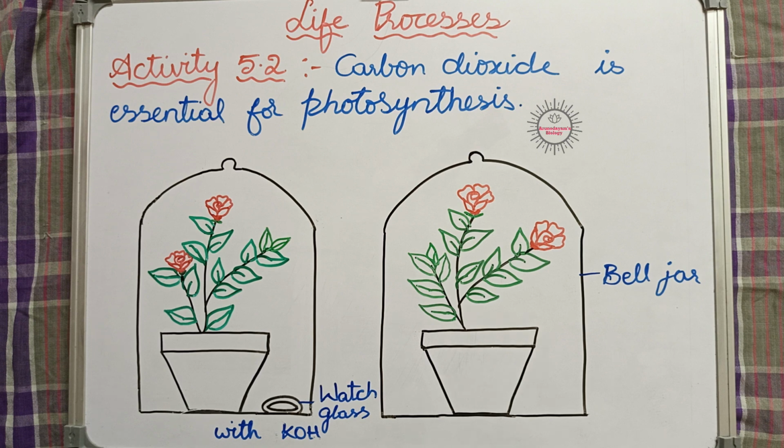So, three raw materials, okay. Carbon dioxide, chlorophyll and sunlight. Water is also essential for photosynthesis actually. If we do not water the plant for 2 or 3 days, the plant will die, isn't it?